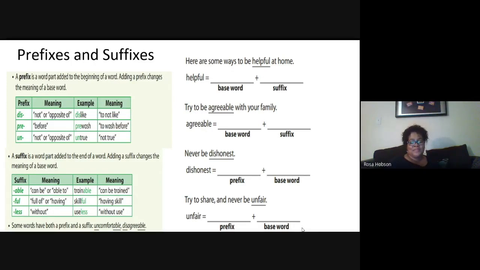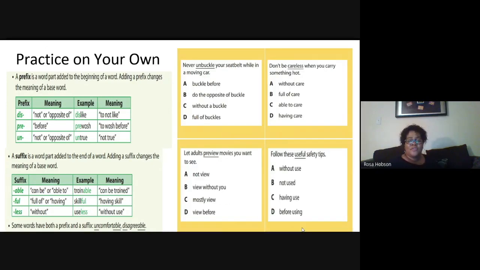This is my wrap-up here, but you're going to be working more with prefixes and suffixes on your own. You're going to answer these four questions, and when you complete that, your parents can share the answers with you.